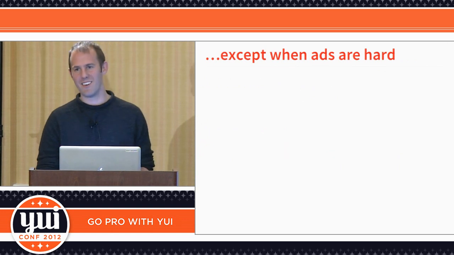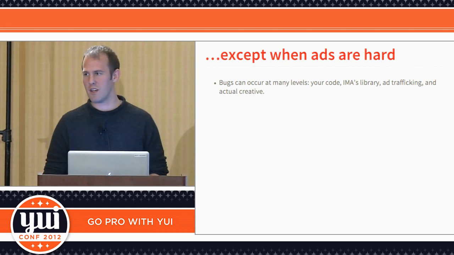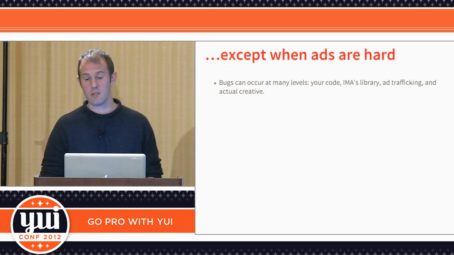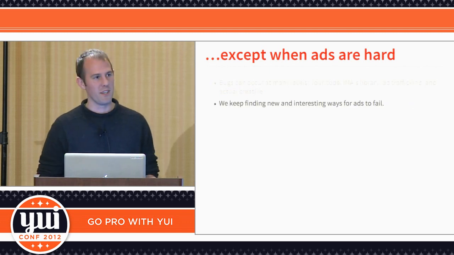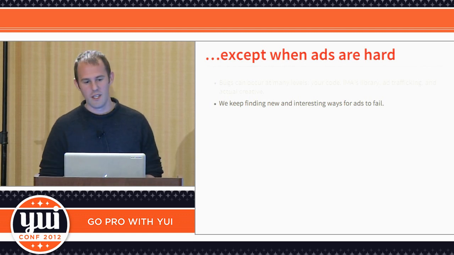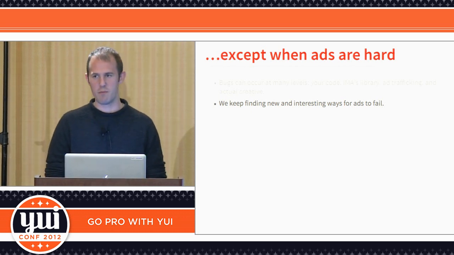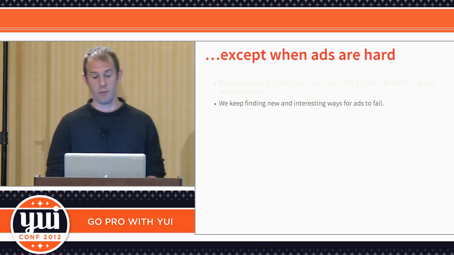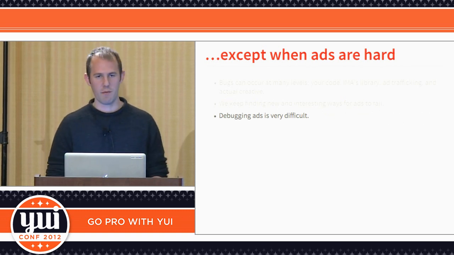But ads aren't always easy. They can be really tricky too, because the bugs can occur at many levels. Advertising infrastructure is really labyrinthine, and there are all sorts of places that the code can break, in yours, in the library. We keep finding new and interesting ways for ads to fail. Sometimes error events will get fired. Sometimes an exception will get thrown. Sometimes nothing at all will happen. And when you're implementing ads in an HTML5 video player, you've got to be prepared for pretty much anything that could possibly go wrong, because odds are it will. And debugging ads is really difficult. You can't introspect the IMA's ad objects.